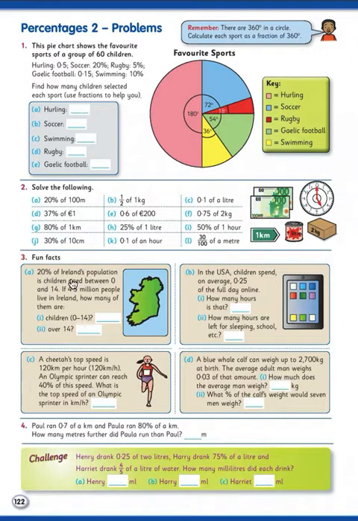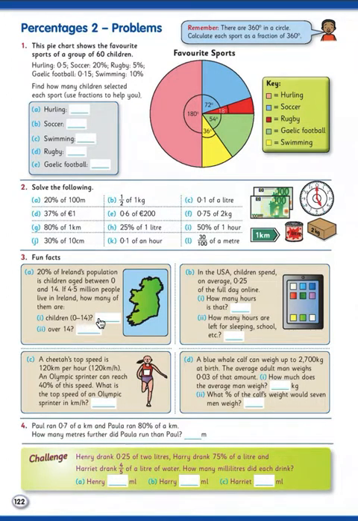Then fun facts: 20% of Ireland's population is children, aged between 0 and 14. If 4.5 million people live on the island, how many are in that age bracket, and then how many are left over? So we know that 20% of the 4.5 million are between this age. So you have to find 20% as a fraction, which I've done here and up here. It's 1/5. So you're dividing 5 into 4.5 million, multiplying by 1 to see how many children.